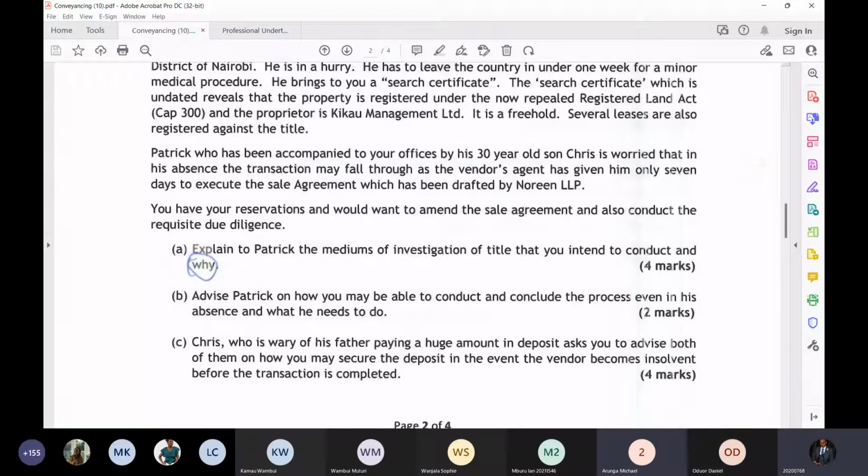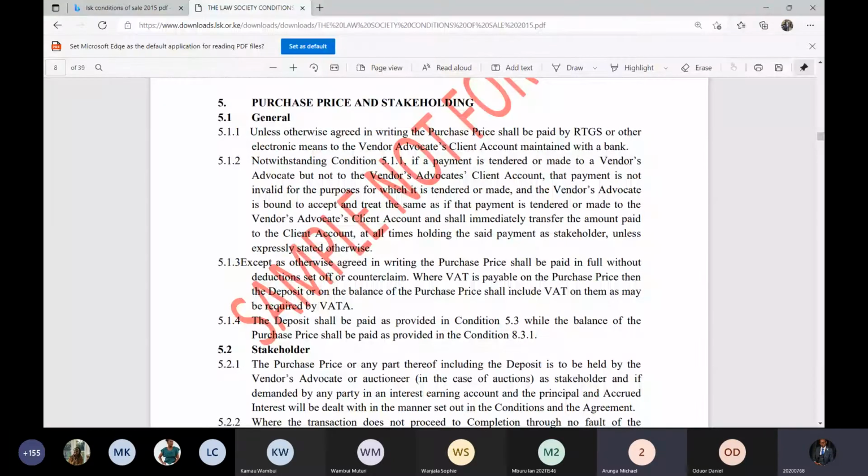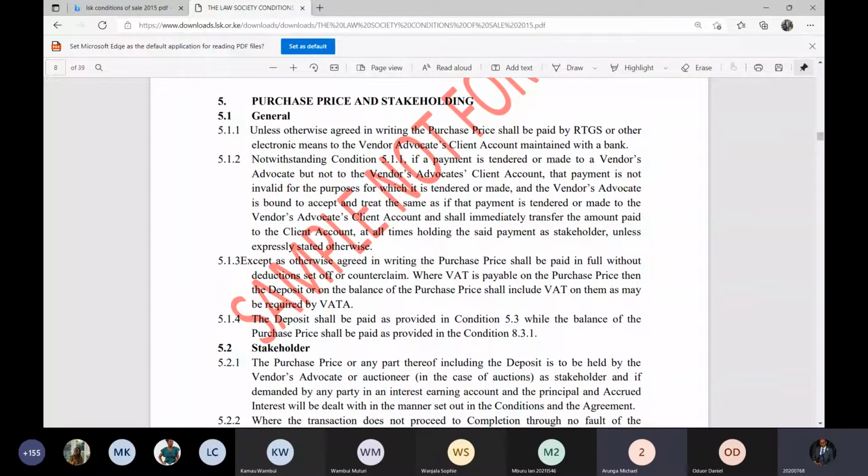No, but the contracts, now, normally how a sale agreement would look, they wouldn't just outrightly disapply condition 5. They will just say the LSK Conditions 2015 apply to the extent of their consistency with the agreement. That's one option. Or the other option is that this doesn't apply whatsoever in any circumstance. So looking at a situation where, okay, it's plausible. It makes sense.